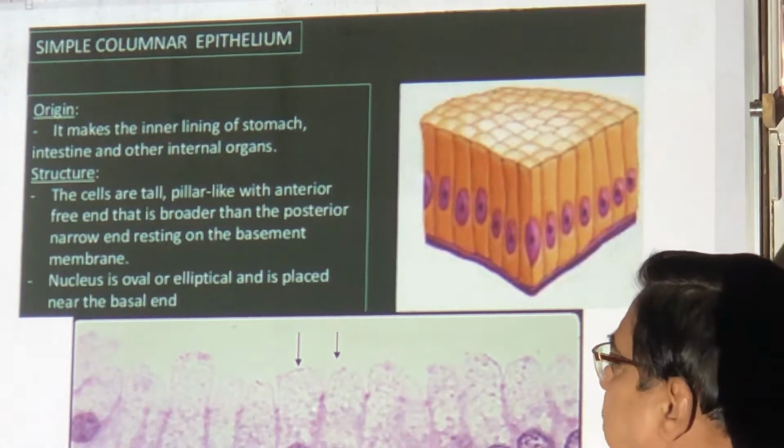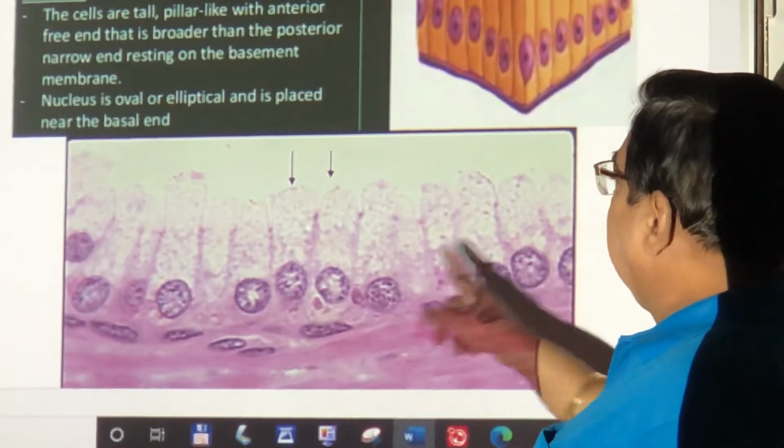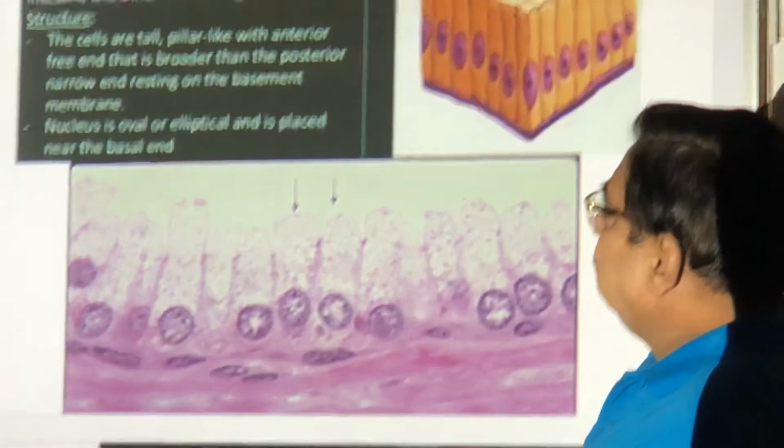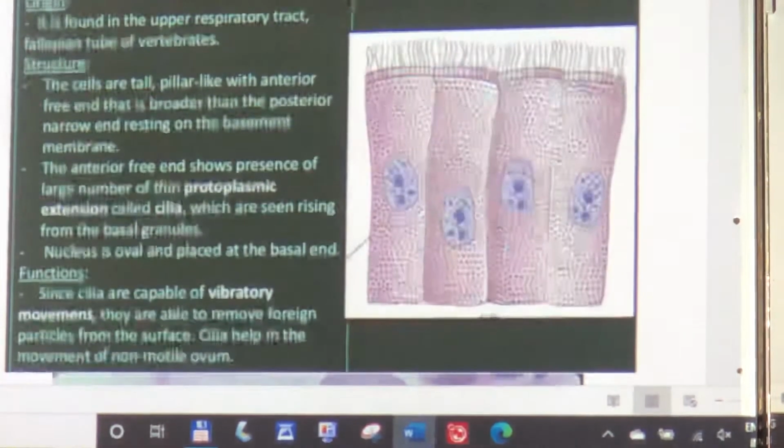Okay? See how it looks actually. See the nucleus is towards the base. See how tightly packed they are. Gaps are relatively less. You can see. Beautiful. So these are actual versus the drawing, the artist's drawing.